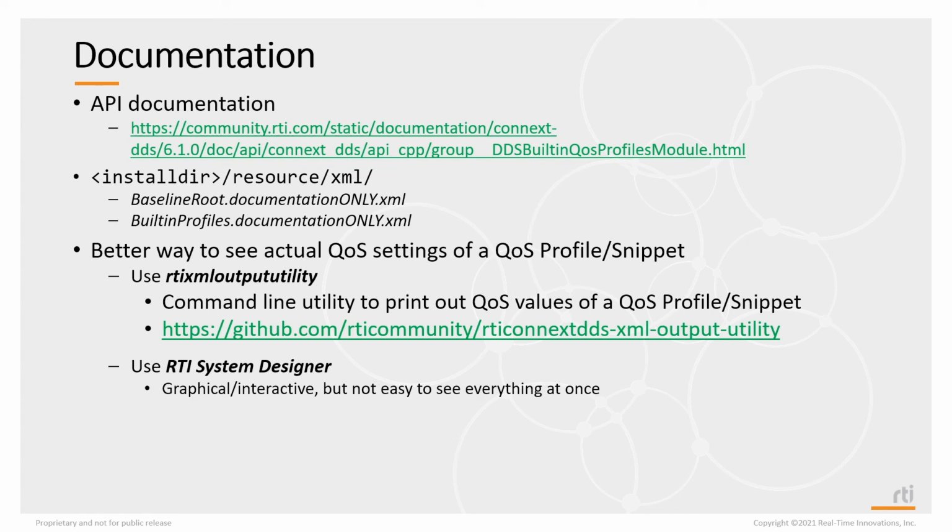We also have a tool called RTI System Designer. The RTI System Designer tool is a graphical interactive tool. You'll have to look at a different lesson to understand the RTI System Designer tool, but it's a very powerful tool that allows you to explore the definition of a QoS profile or a snippet. However, since it's graphical and interactive, it's really not easy to see all the values at once on a single page. You're clicking multiple times as you're diving into a tree of QoS policies and their values and their parameters and their contained values and contained parameters.